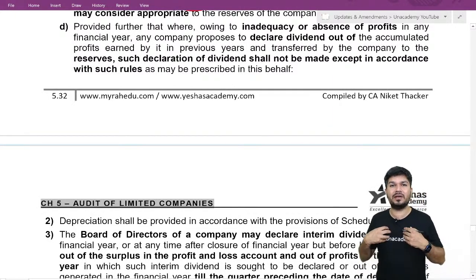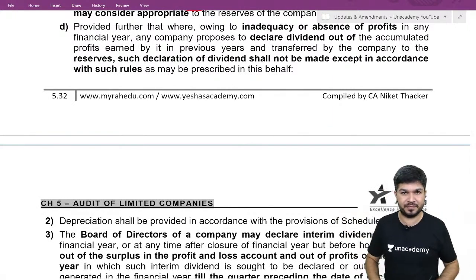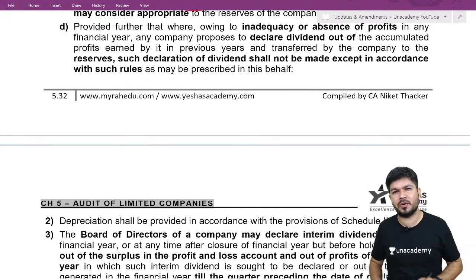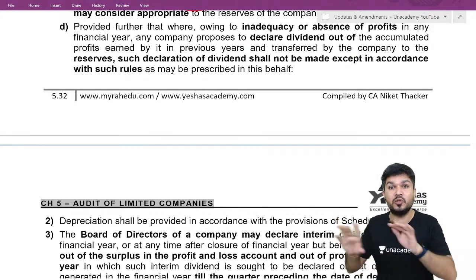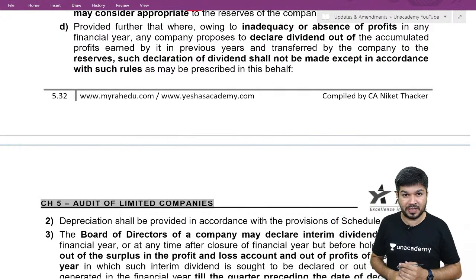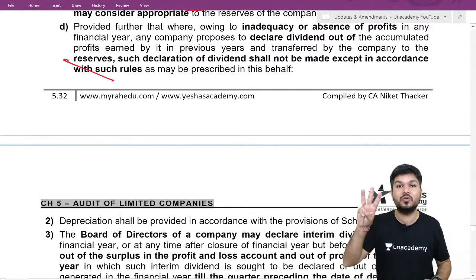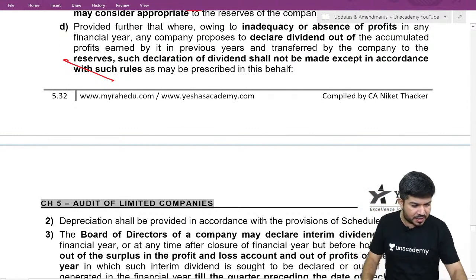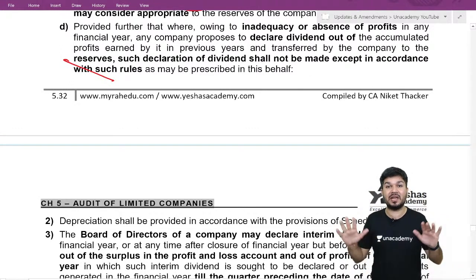Okay, if at all I don't have a profit this year, I can use past profit. Past profit lying in P&L, no restrictions. Past profit lying in general reserve, I can use subject to 3 conditions. There are 3 restrictions. Sir, which are the 3 restrictions for past profit lying in general reserve?